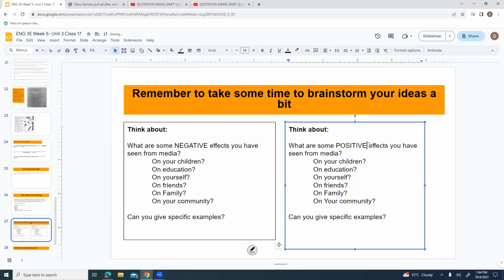Positive effects that you've seen from media on your children, on education, on yourself, on friends, on family, and on your community. And again, can you give specific examples? So for example, one positive effect might be, with COVID, we saw some changes in how healthcare was delivered. All of a sudden, certain kinds of healthcare that you always had to travel for, suddenly we could do very easily over telehealth. That was a really positive effect of media. Until COVID came along, as horrible as COVID was, there was a lot of extra stress because of travel that suddenly got eliminated. So that's one example.